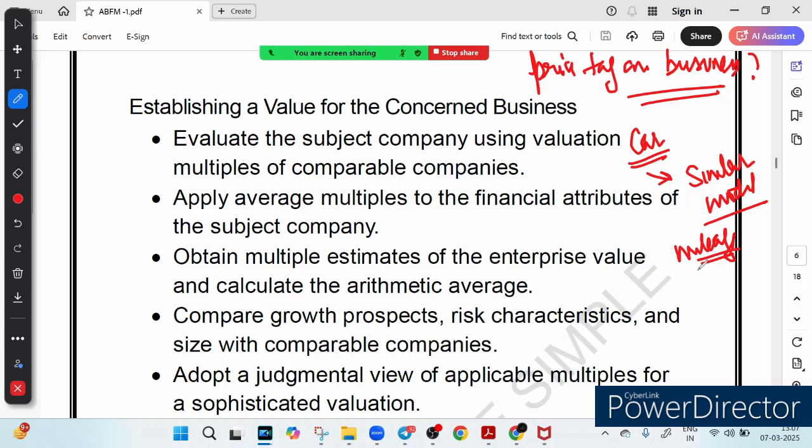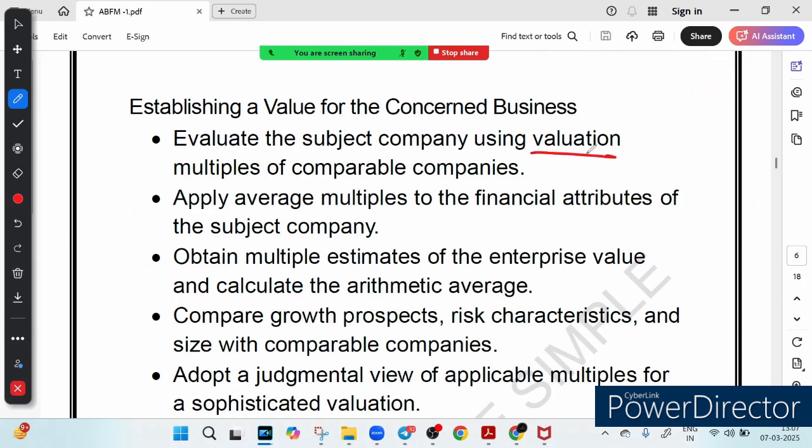When valuing a company, we don't just pick a random number. We use something called a valuation multiple. We use the valuation multiples of comparable companies to estimate a fair price. So this is how we do it. Let us look at it step by step.